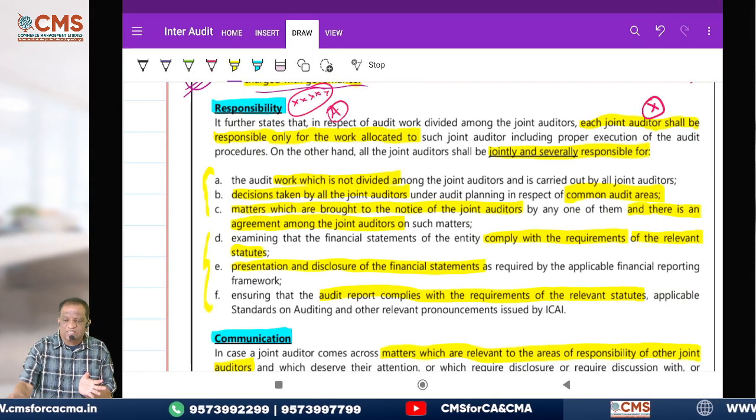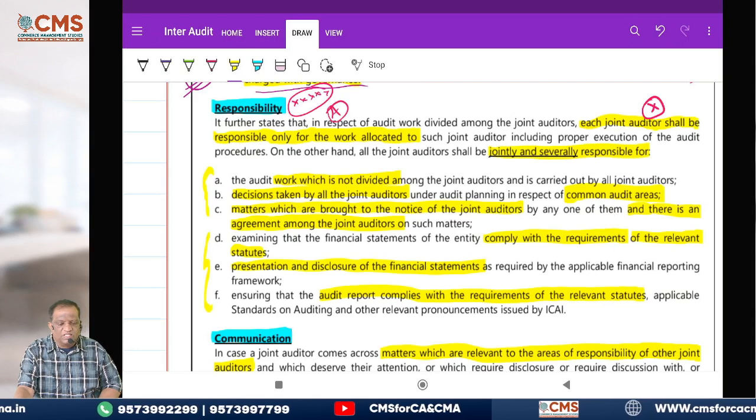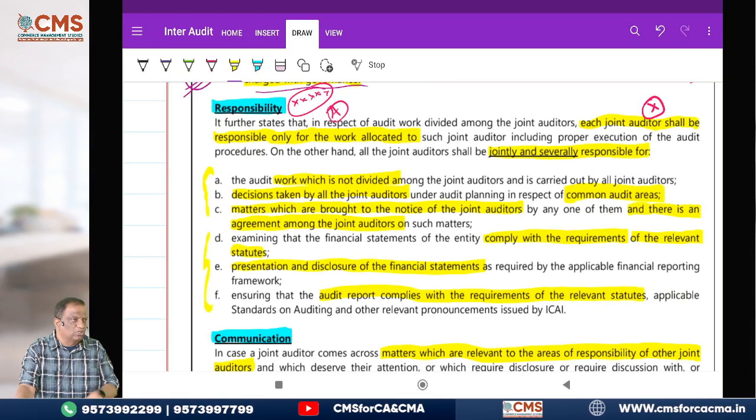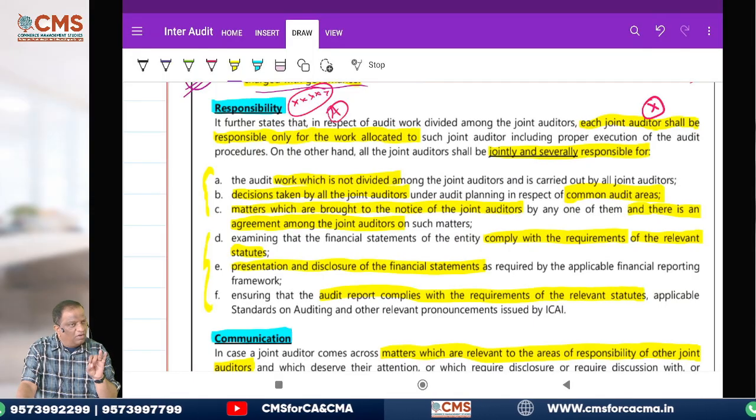Now let's revise this. Where would the joint auditors become responsible jointly and severally? What are the 6 situations? First one, work not divided. Second one, common audit areas.